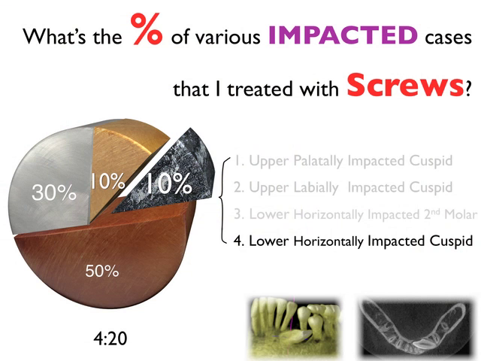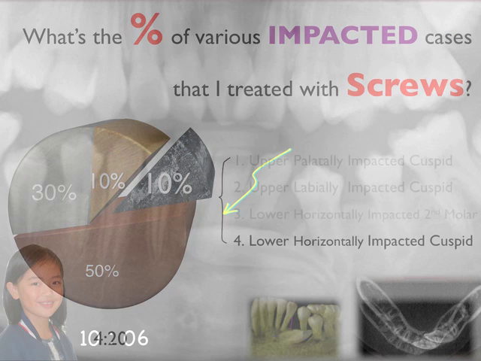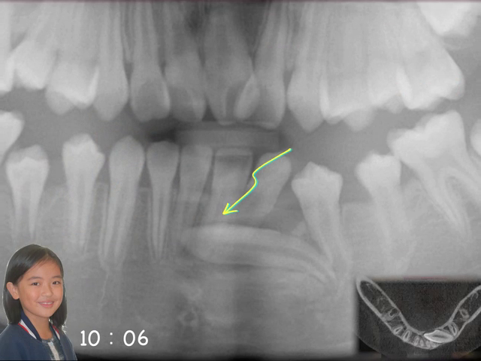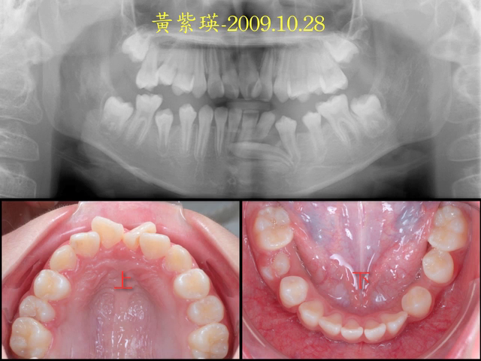Let's move to this case. Okay, this is a good case to talk about. Low horizontal impacted cuspid, 10 years old. How do you solve this problem?